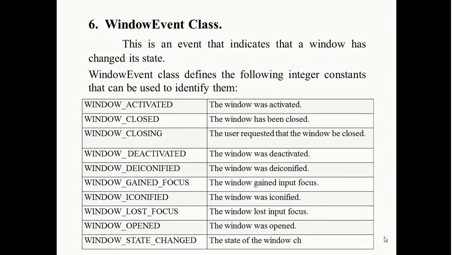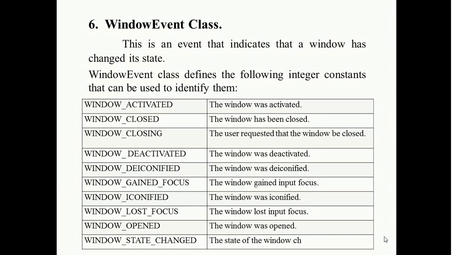Next, see what is the WindowEvent class. The window event is generated when the window is activated, deactivated, closed, opened, iconified, deiconified or about to be closed. That time the window event occurs. This is an event that indicates that a window has changed its state. The WindowEvent class defines the following integer constants that can be used to identify them.